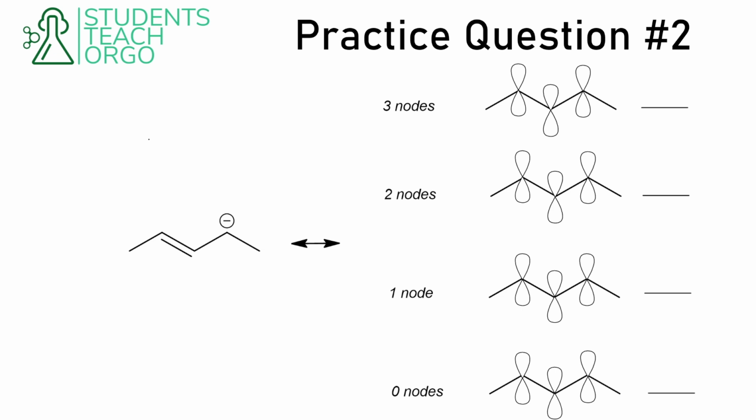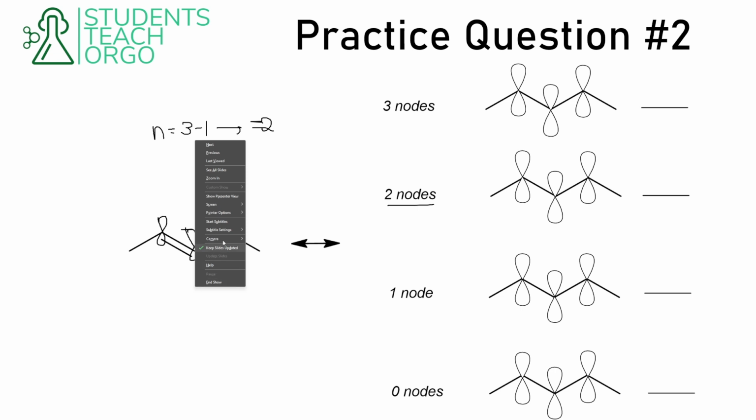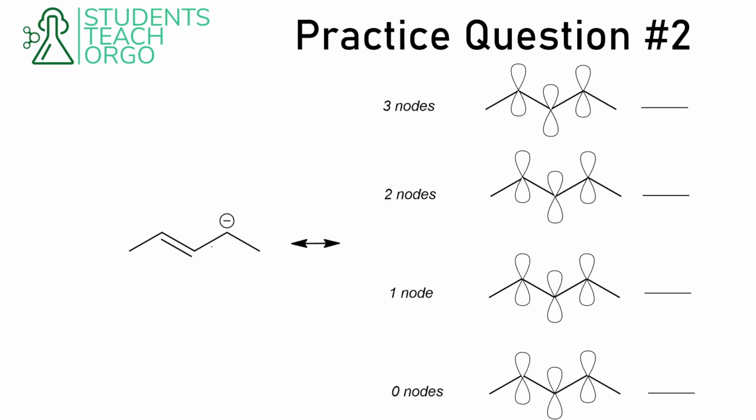All right, so for this question, once again, we can start with how many nodes will we need, right? So we have how many participating pi orbitals? Well, we have one here. That's 1, 2, and 3. So n is equal to 3 minus 1, and that is 2. So 2 nodes, right? Next, how many electrons do we have? Well, let me erase this. So we have these two electrons here, that's two, and we have these two from the anion here.